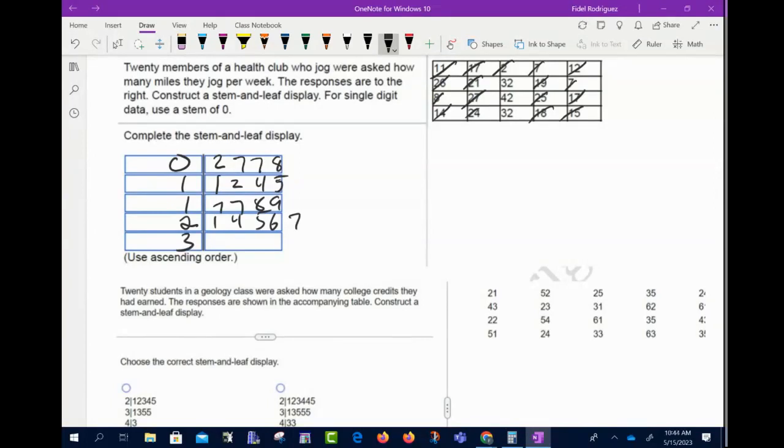30s. Do we have any 30s? No 30s. 31s? 32s. 2 of them, right? After the 32s, the next number is what? 42. So I'm just going to add a 4 down there and add my 2 right there. And there we go.